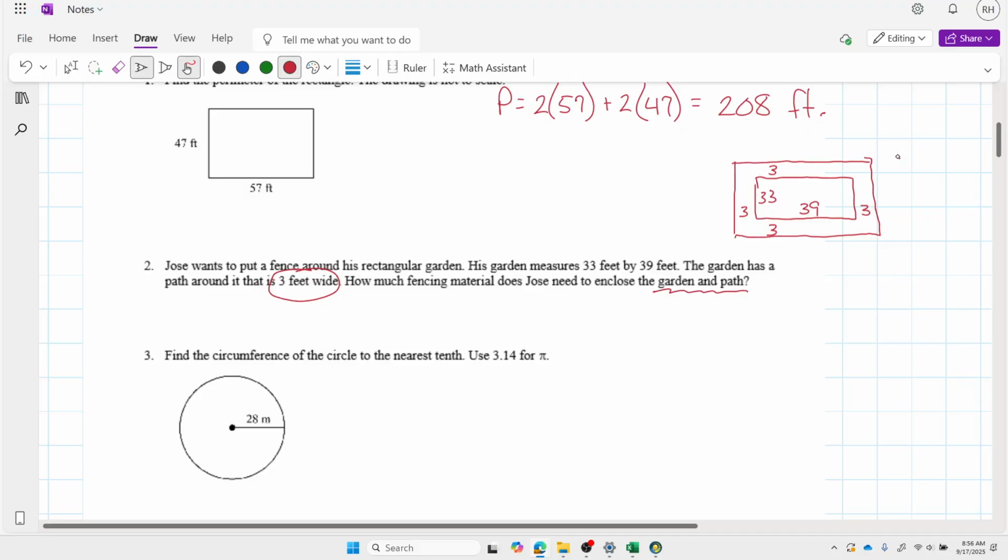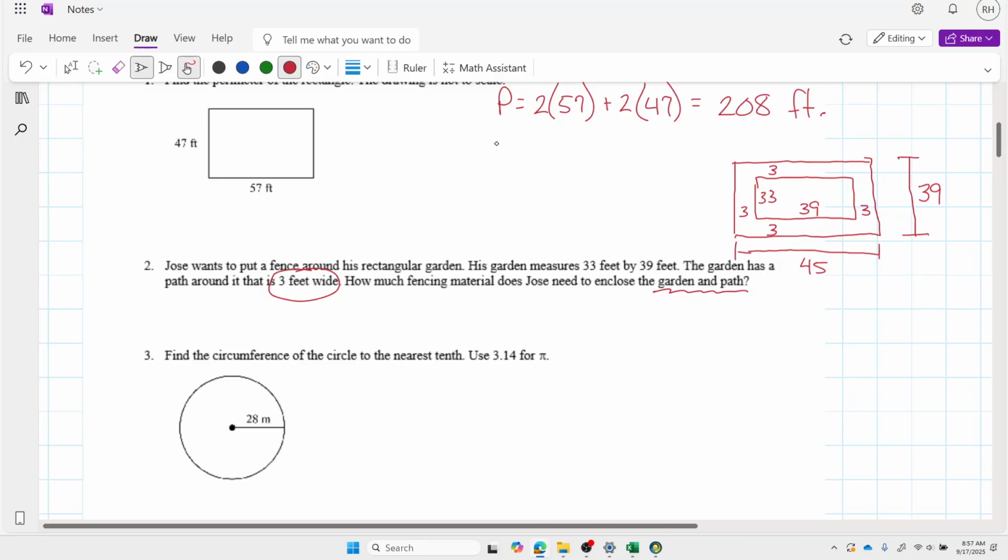So if the garden was 33 feet wide and it's got a 3-foot path on both sides, what's this new width? It's 33 plus 6, right? 3 on the top and 3 on the bottom. So the new width is 39. This new length has the same thing happening to it. 3 feet on the left, a 39-foot garden, and 3 feet on the right. So 39 plus 6 is 45.